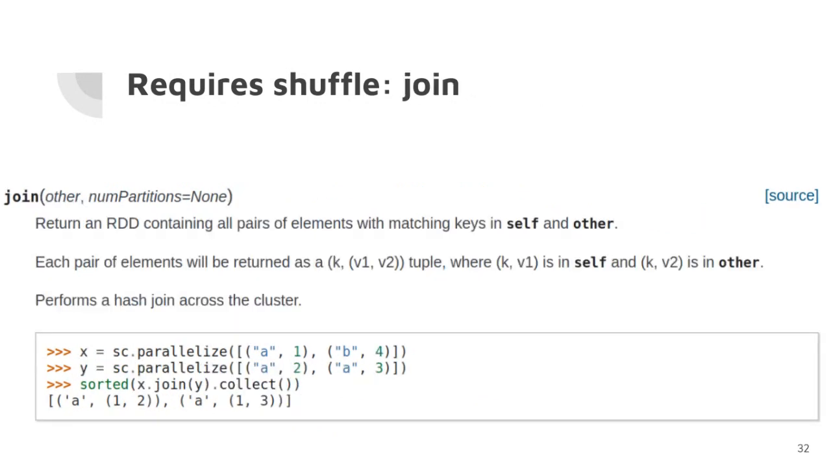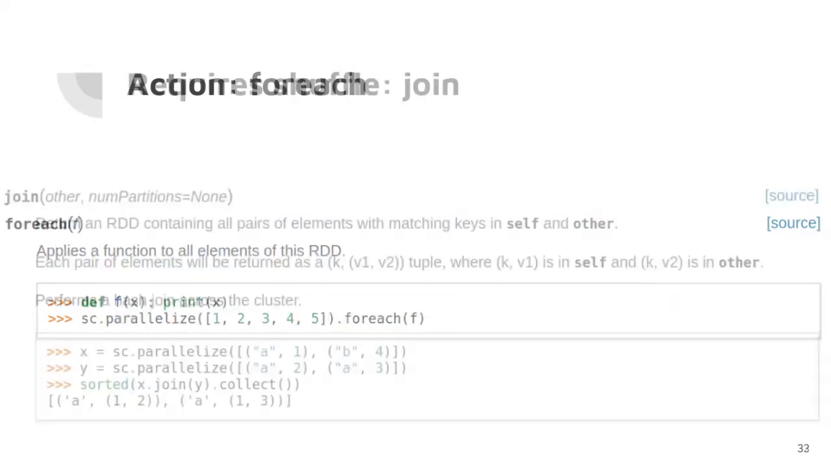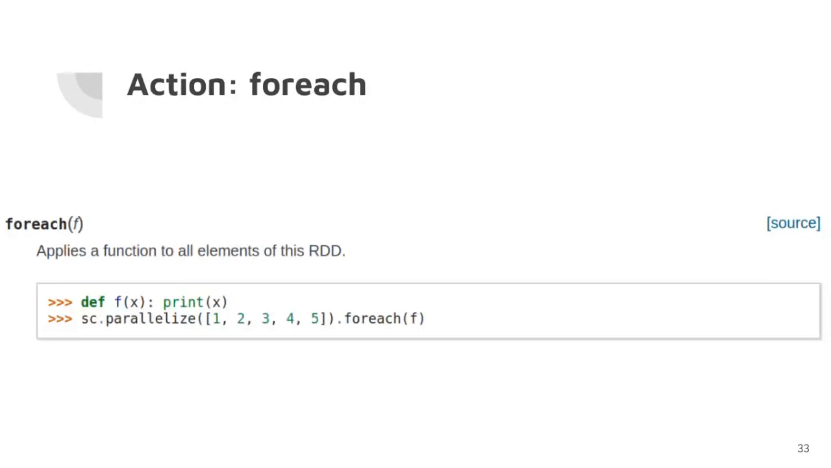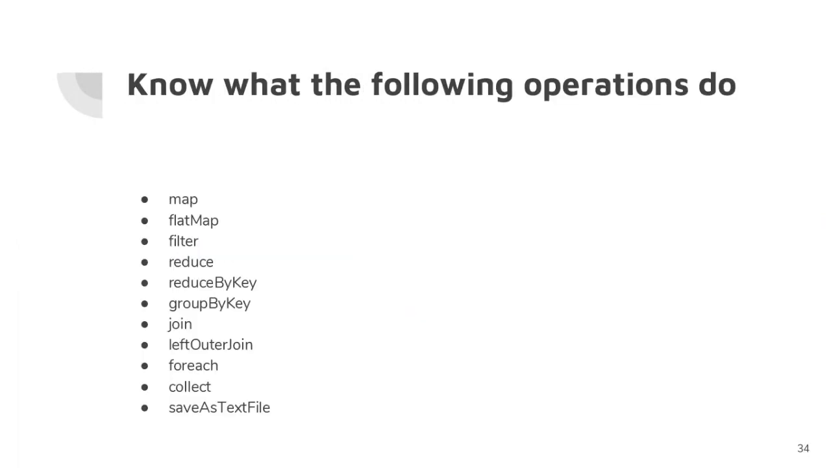Join, I'm going to skip for now. It's like joining 2 streams, or 2 RDDs on the same key, similar to joining in SQL. For each, it's like map, but then you can just print something instead of returning a value. And there are many other operations.